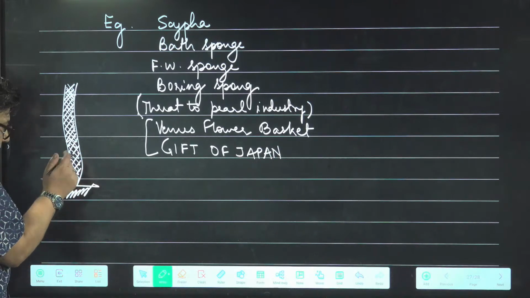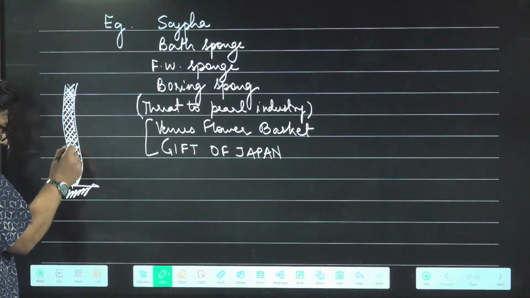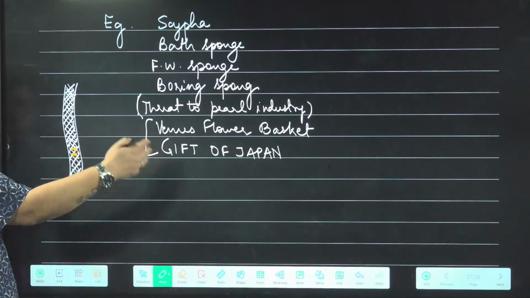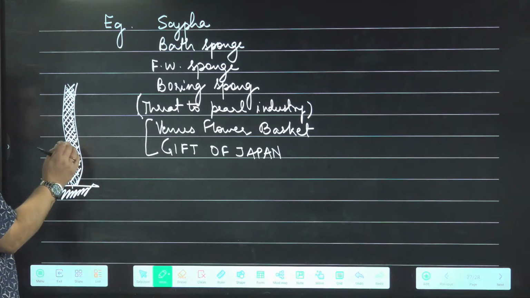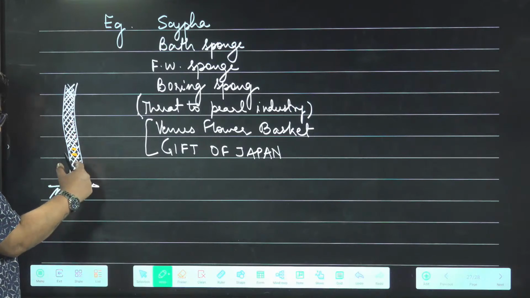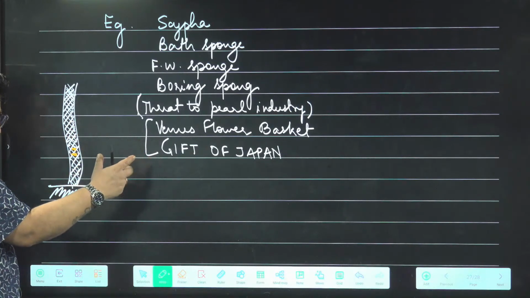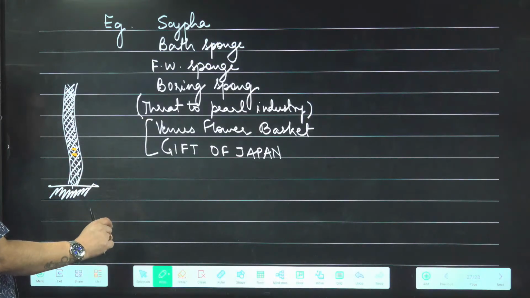So what happens is that two small shrimp can be seen inside. Shrimp are arthropods, but for a common man who does not know zoology, these look like small fish. So two small fish in the skeleton means they are bound till death. Even death did not make them part. So this is the Venus flower basket, or gift of Japan.